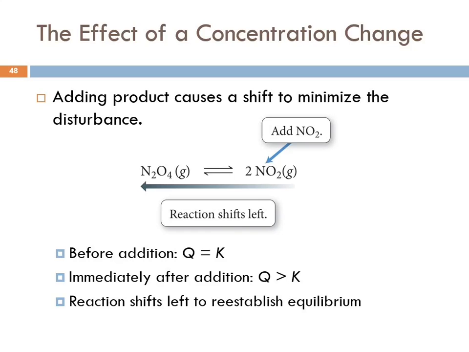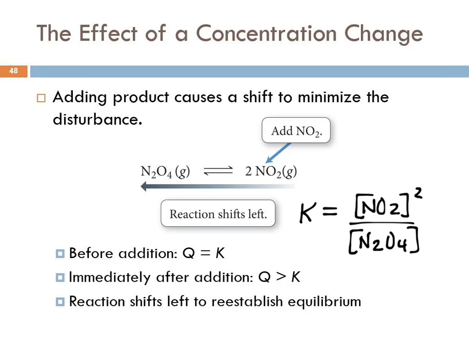Another way to think about this is before the addition, the reaction quotient is equal to the equilibrium constant. When we add more product, remember what Q was? It's the same as the expression for K, but it's not equilibrium concentrations. So it's NO2 squared over N2O4. So the expression is the same, it's just what kind of concentrations are we putting in here.